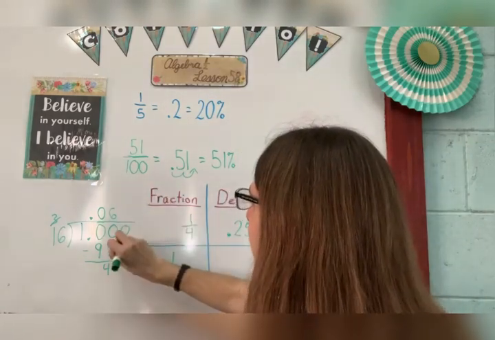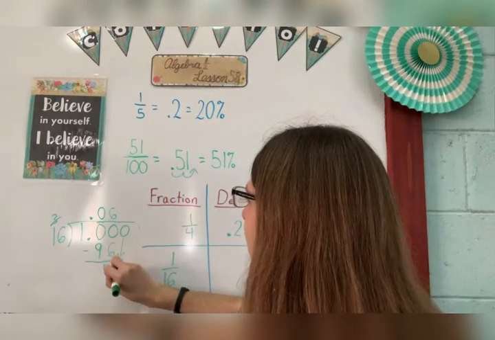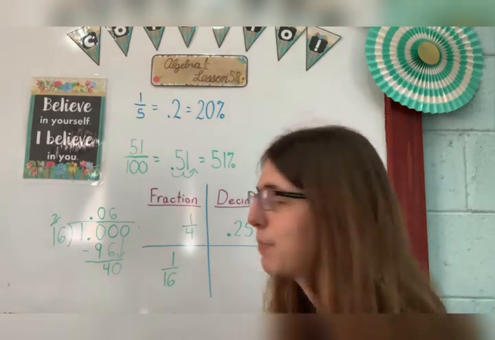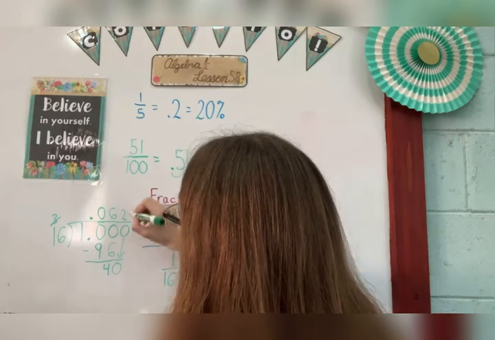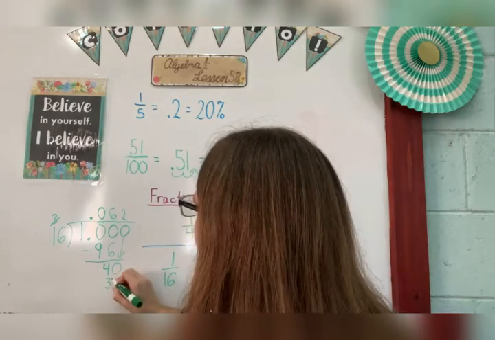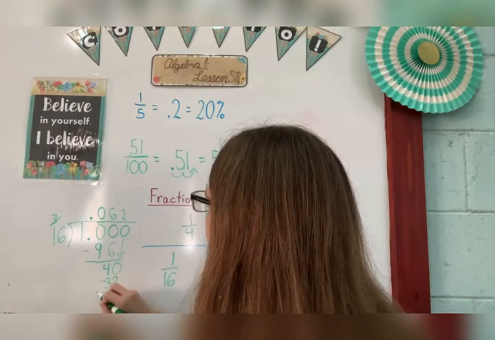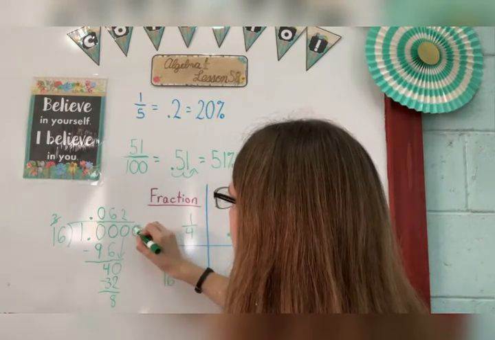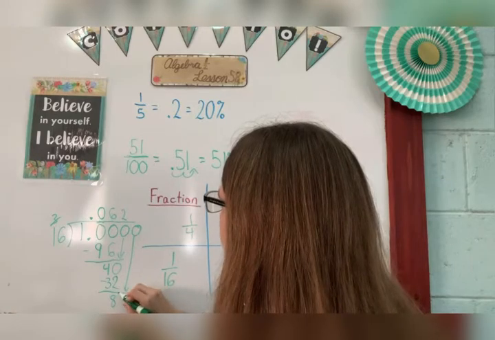All right, bring down my 0. 16 into 40. Well, I know that 16 times 2 is 32, so that's pretty close. So 16 times 2, I know is 32. Subtract, 40 minus 32 is 8. Annex another 0, bring it down.